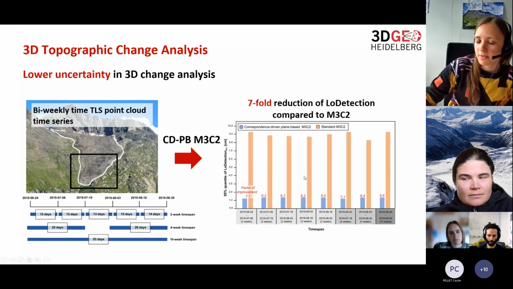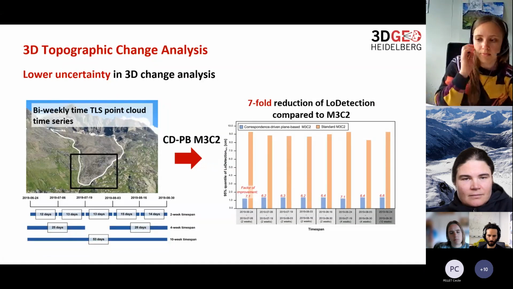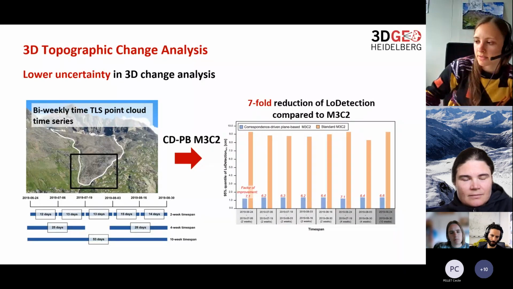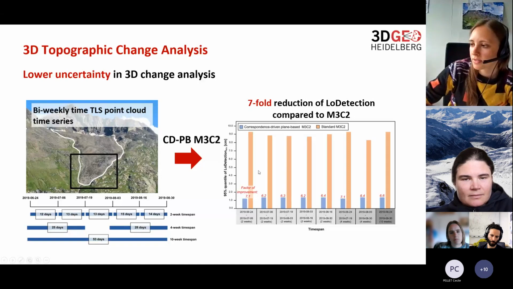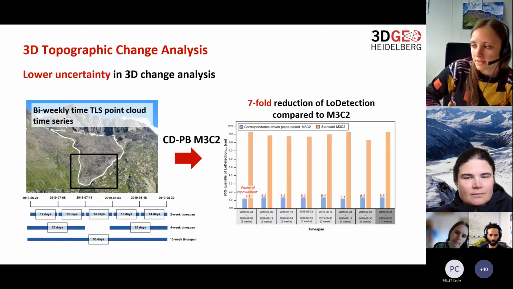And with that method, compared to the baseline method that we developed it on, we were able to reduce this uncertainty, or also often called level of detection, by a factor of almost 7. So for the baseline method, we usually had a level of detection of 9 centimeters, and with the new method, we could decrease it to around 1 centimeter.